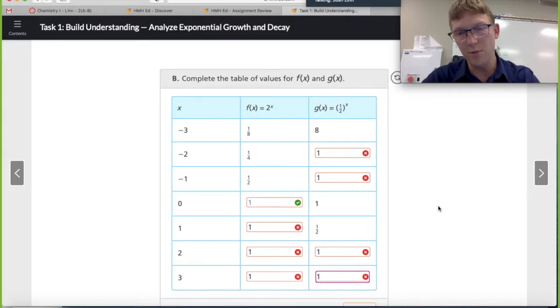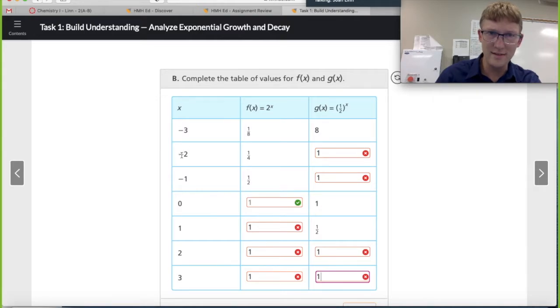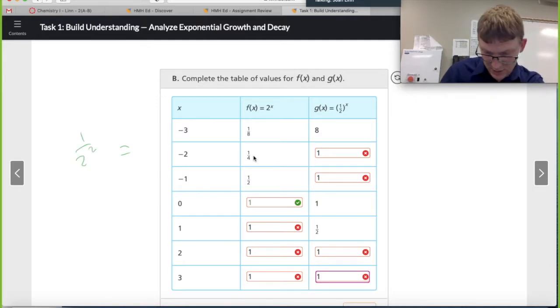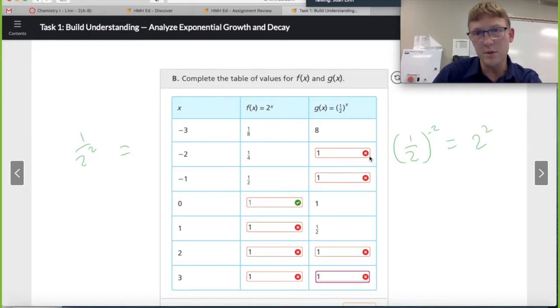So as we go through these, I'm not going to do them all, but as x equals -2, f of x is going to be 2 to the power of -2. So that is the same as 1 over 2 squared. So that's where they got the 1/4 from. And then 1/2 to the power of -2 is equal to 2 squared, which is going to be 4, right?